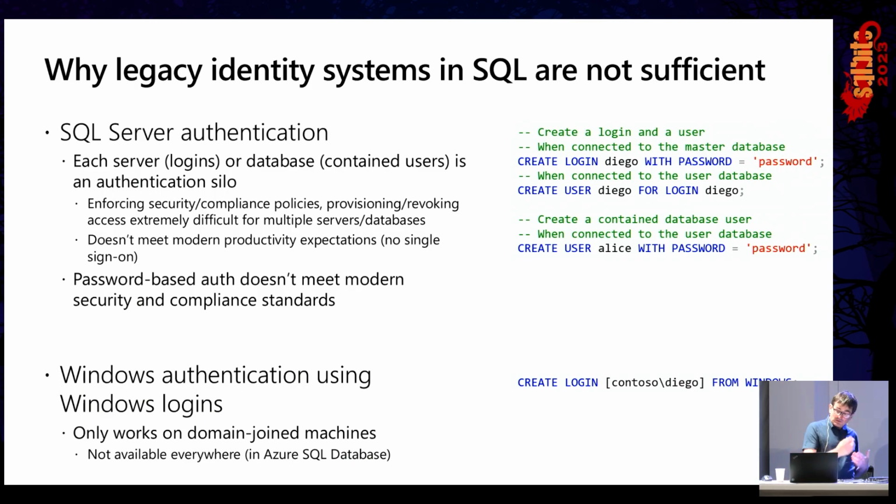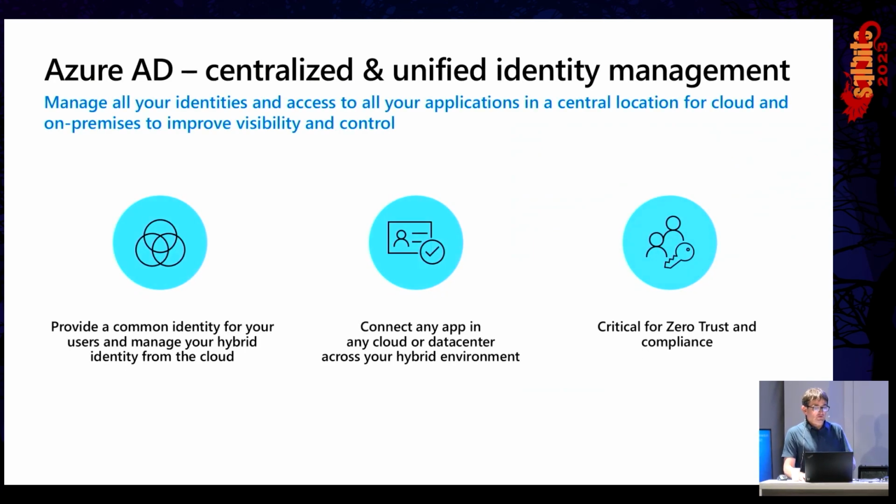Then you have Windows authentication. It's more secure, but it doesn't support today's hybrid scenarios, like users connecting to corp resources from machines that are not joined to a domain. Okay? So these are the challenges, and these authentication methods that we've had for decades do not really address them. Microsoft's answer to these modern challenges is Azure Active Directory. So it's a single, centralized, unified identity management system. It basically allows you to authenticate to anything from anywhere, right?